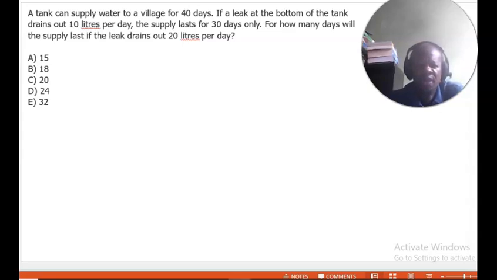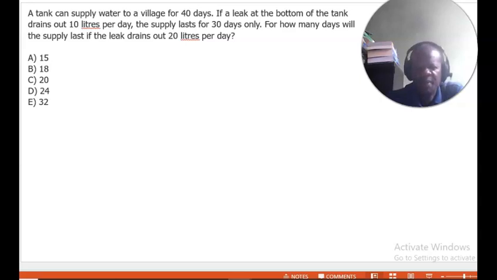The question we have to treat is from the topic word problem. So let's take a look at it together. A tank can supply water to a village for 40 days.